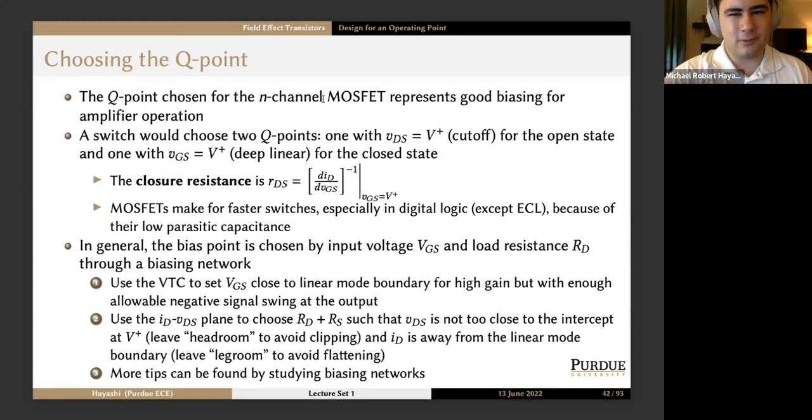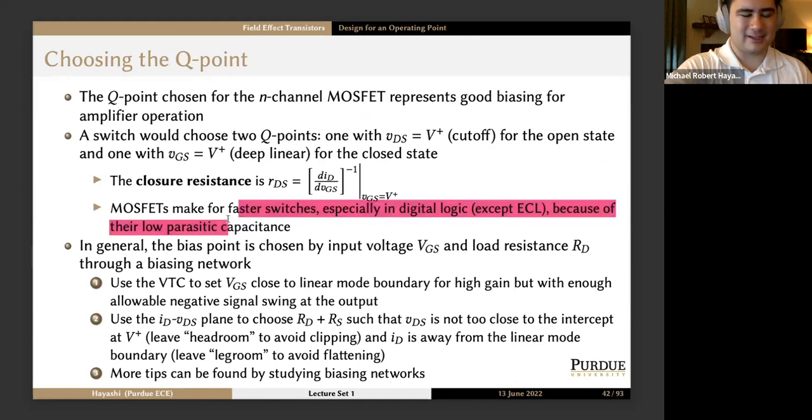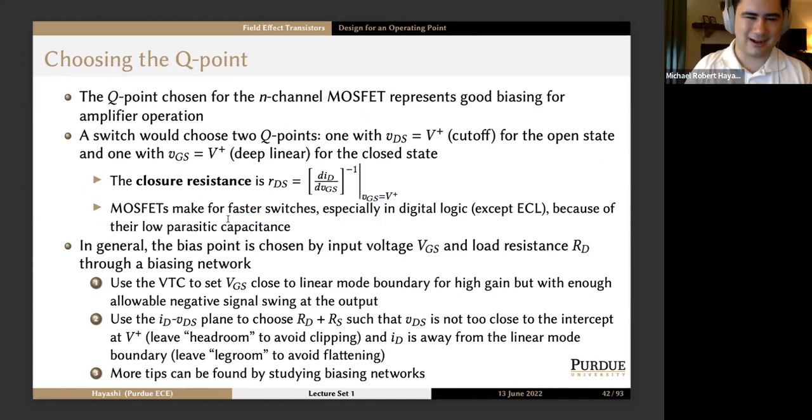So how do we choose the Q point? It's going to represent good biasing for amplifier operation. A switch would want one in cutoff and one in the deep linear mode. We're going to define the closure resistance. MOSFETs are the faster switches because they have low parasitic capacitance. That's just kind of a factoid to throw out. But the important part is the lower one.